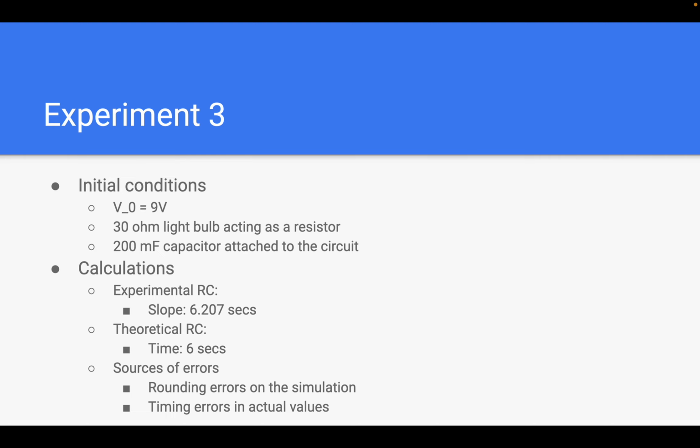And for the calculations, we got that the slope was timed at 6.207 seconds, with the theoretical RC being 6 seconds. Between these two, the sources of error could have been rounding errors on the simulation or timing errors in the actual values, which were done by me.